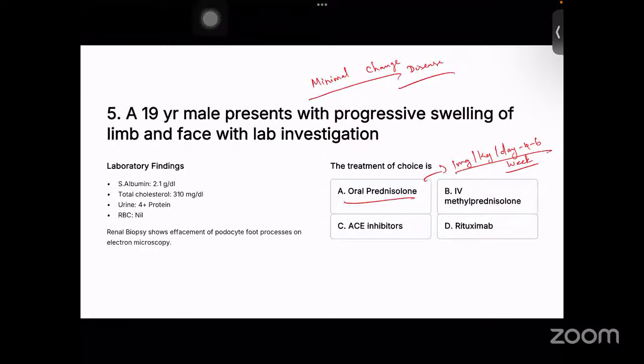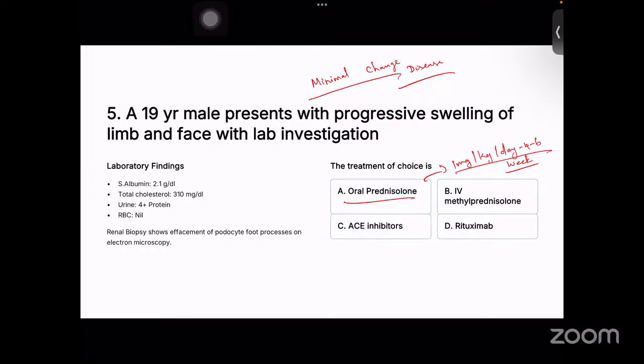So question number 5 here is a 19-year-old male who presents with progressive swelling of the limbs and face, with lab investigations as follows. Labs show 4 plus proteinuria with a low serum albumin and total cholesterol of 310, and we have nil RBCs. So 4 plus proteinuria indicates that the patient has nephrotic syndrome, considering the age, 4 plus proteinuria, and renal biopsy.